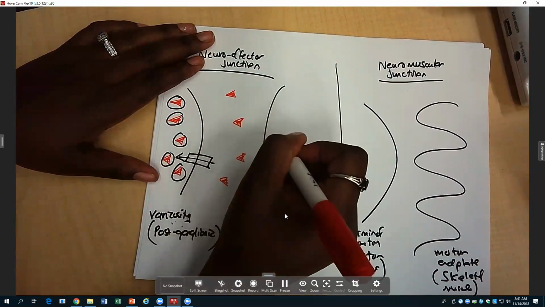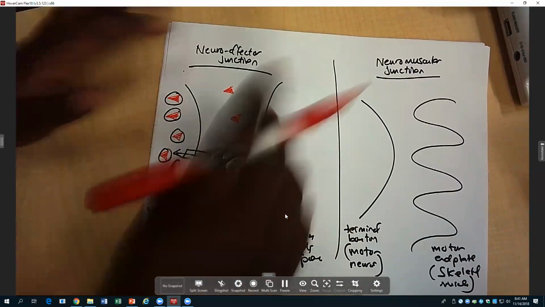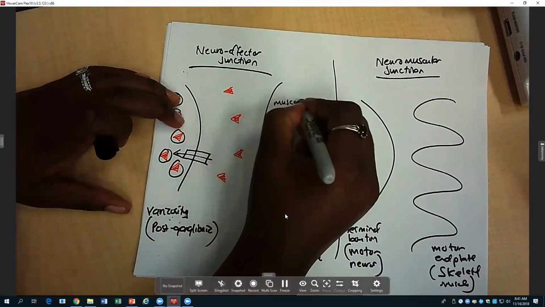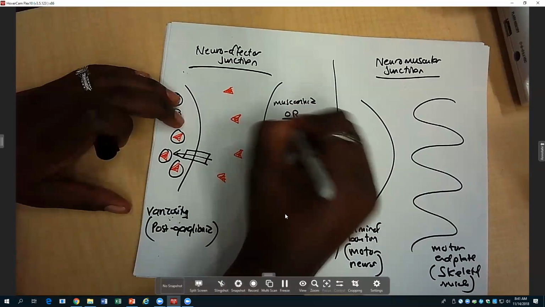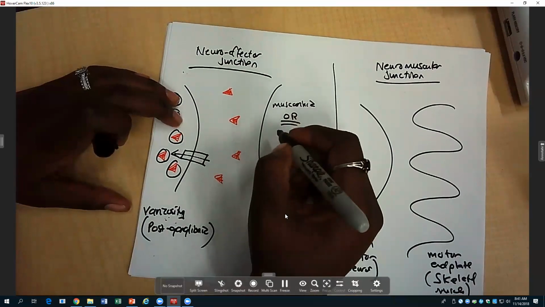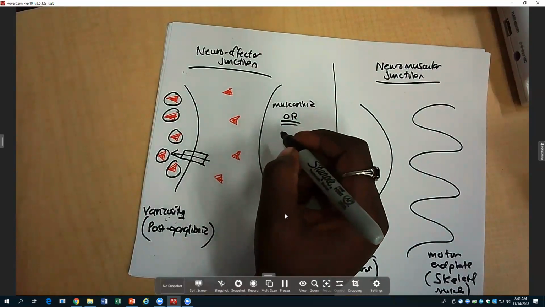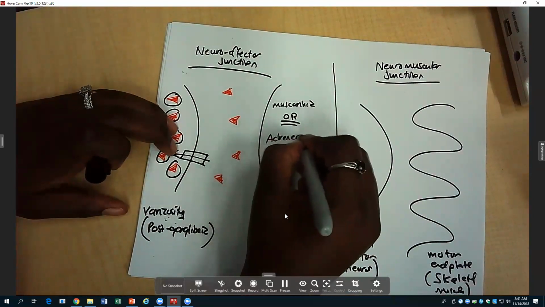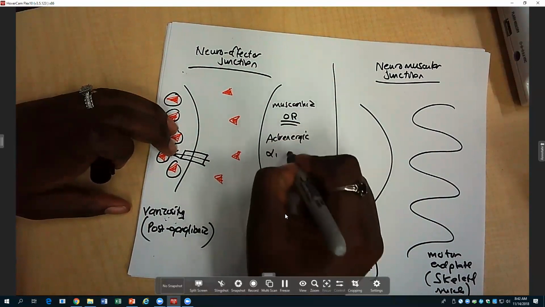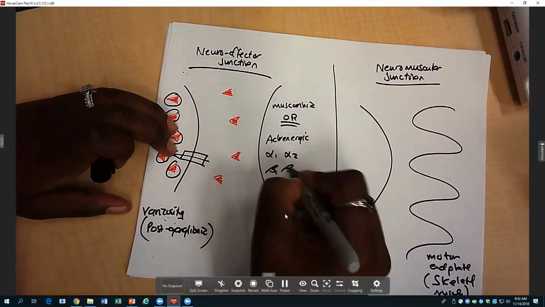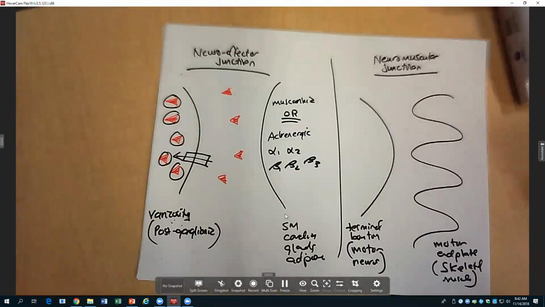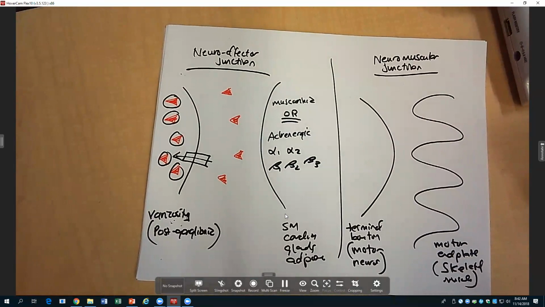And it's going to bind to either a muscarinic receptor, or what type of receptor did we say if it was norepinephrine? Adrenergic, right? An adrenergic receptor. Now this can be alpha 1, alpha 2, beta 1, beta 2, beta 3. What did we say about alpha receptors? They were more common. What else did we say about them in terms of their affinity for norepinephrine and epinephrine?